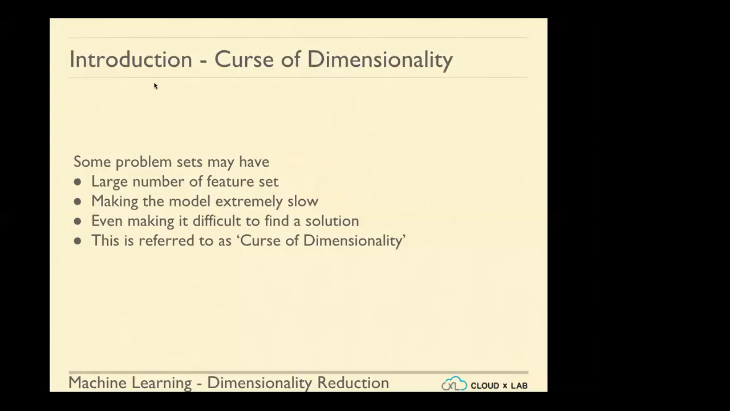Some problem sets may have a large number of features, making the model really complex and slow, and it could even make it impossible to find a solution. For example, if you realize that you can solve something using the normal equation, and it has many features, like an image screenshot that has a million pixels, that makes it impossible to solve the problem because of the dimensions. So a lot of times the number of columns or dimensions makes it impossible to solve the machine learning problem. This is called the curse of dimensionality.